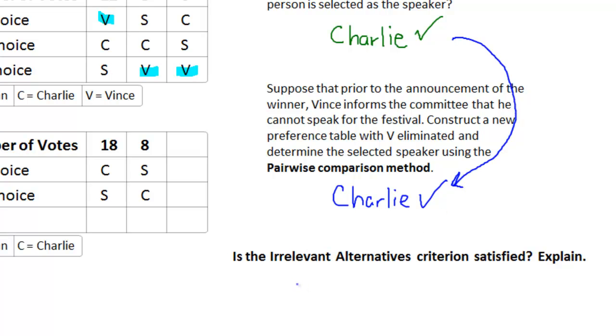So does the irrelevant alternatives criterion get satisfied? In this case, yes, it does. And that's because, the explanation would be, Charlie won both the first election as well as the second election, even with changes being made.